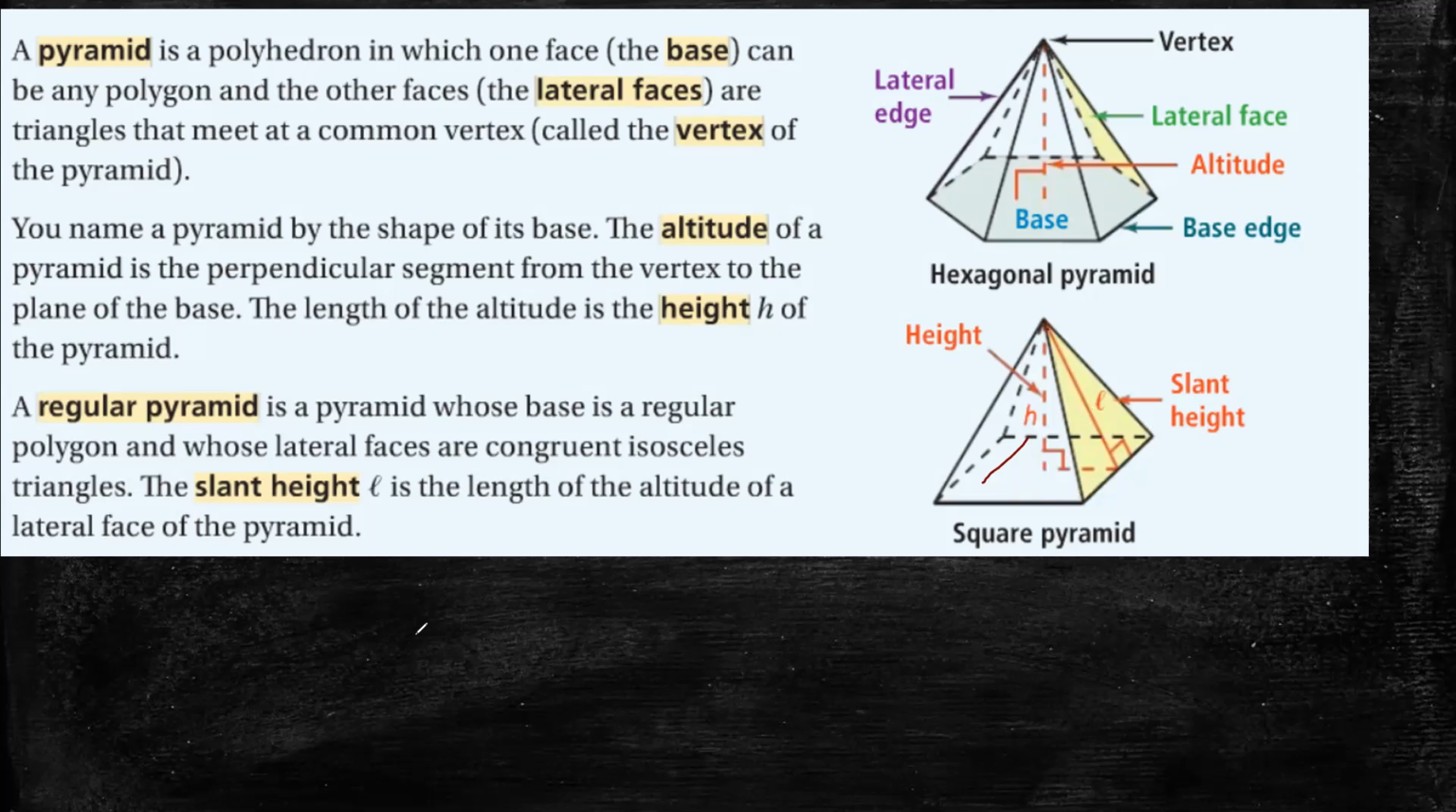The length of the altitude is the height of the pyramid. This altitude that is perpendicular to the plane of the base is the height. And the slant height is the length of the altitude of the lateral face of the pyramid. Here is the slant height.